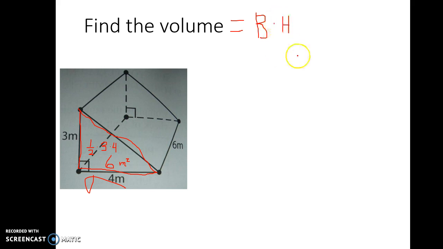Then we need to multiply that whole thing by the height. Now it's a little strange because this prism's actually laying on its side, but the height is essentially the length of these rectangular faces. And you can see here, that's 6. So to find the overall volume of this shape, we would do 6 meters squared times 6 more meters. So we would get 36 cubic meters.